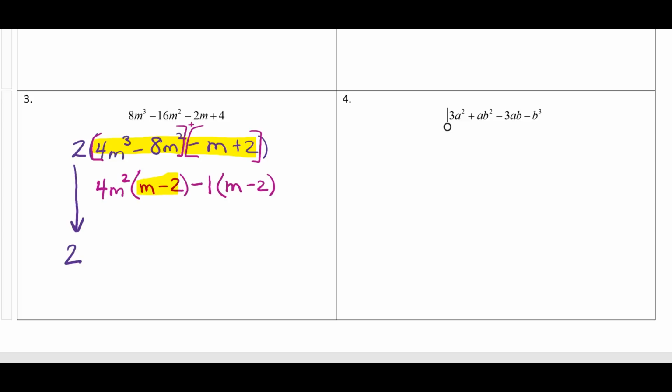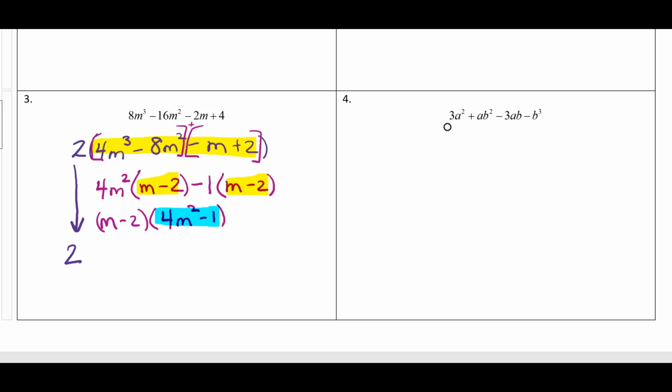So now we have our similar factors, our greatest common factor. So we bring out m minus 2, and we're left with our leftovers, 4m squared minus 1. Now remember, we have to look to see if we have a difference of perfect squares. This first term, m minus 2, is not a difference of perfect squares. However, the second factor, 4m squared minus 1, is a difference of perfect squares, because 4m squared is perfect, 1 is perfect square, and then it's a difference, it's a subtraction.